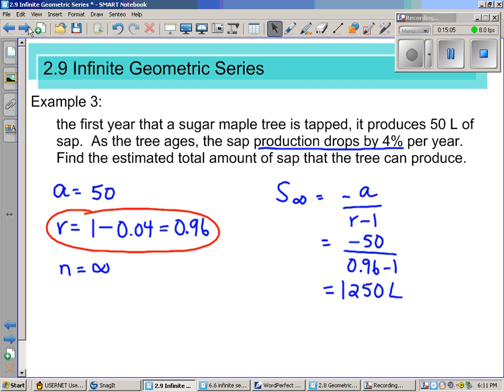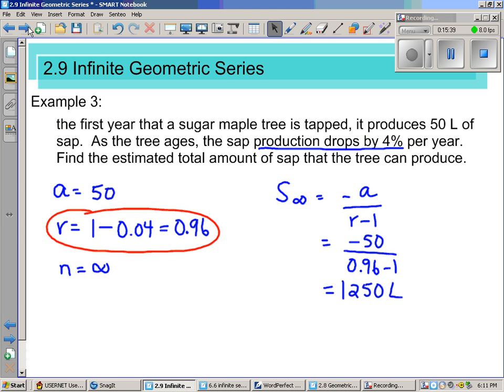This particular tree, we estimate that that is the total amount of sap that this tree will ever produce. These types of questions are great for estimating mining, right? Production of oil. We know there's only so much there. Even though it can still kind of produce at some point in time, it's going to basically run dry. Maybe not dry, but almost dry. So close to being dry that it might as well be dry. That's what we're looking at.